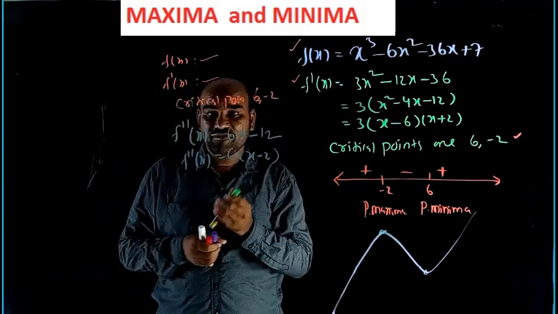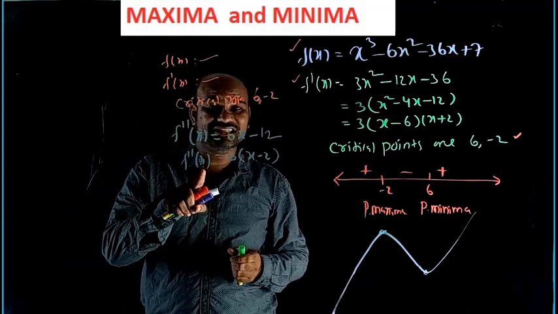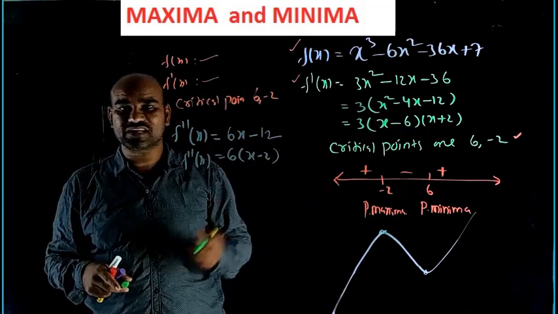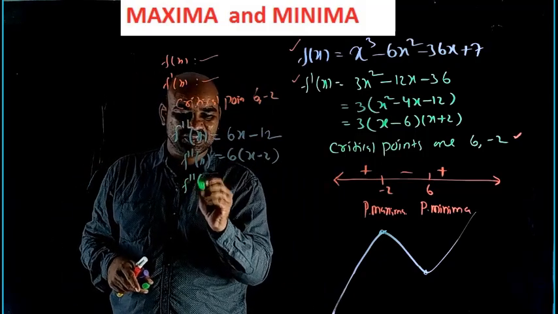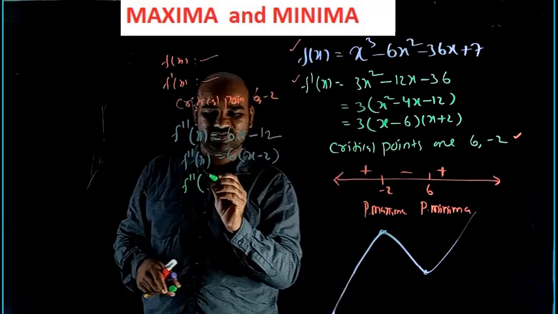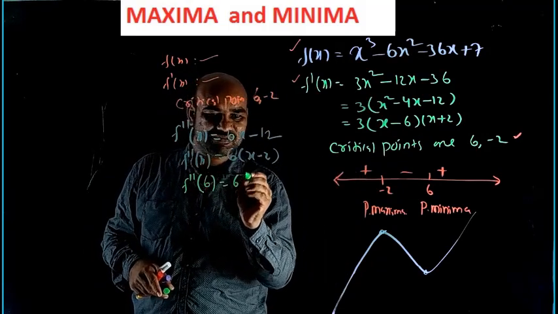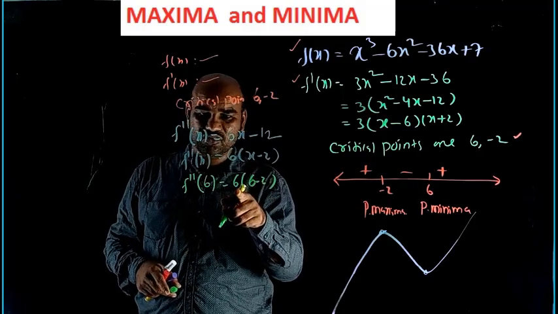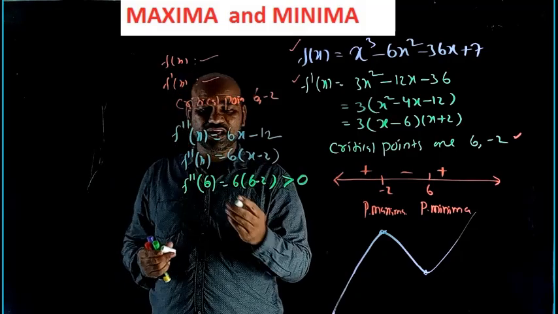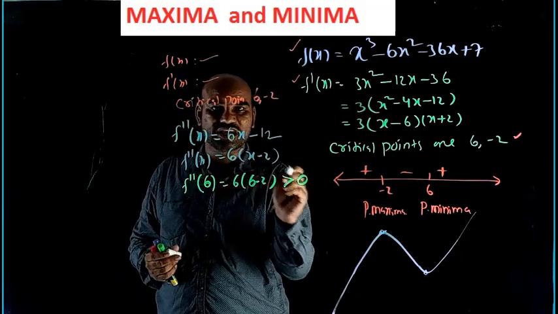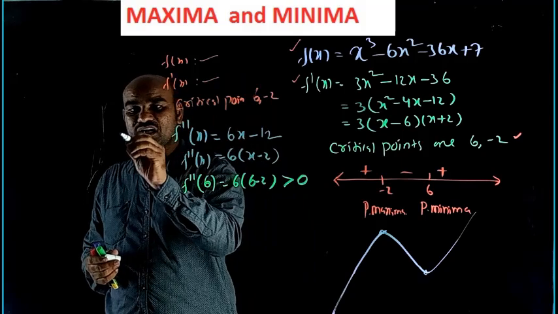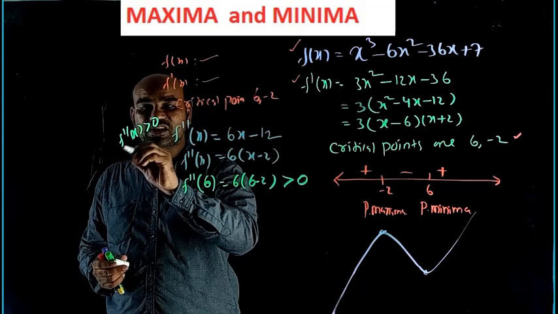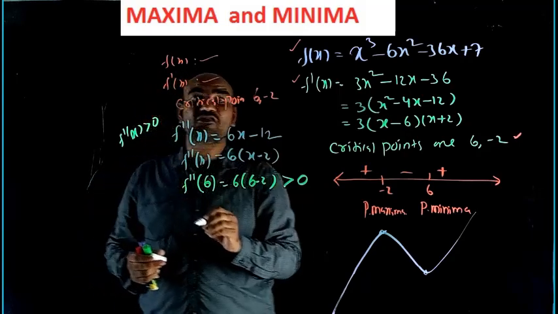Observe. Now find the value of f double dash of x at the critical points. f double dash of 6, for example. This is 6 times 6 minus 2. 6 minus 2 is 4, 6 fours are 24. Greater than 0. What do we get here? f double dash of 6 is greater than 0. Already you know that if f double dash of x is greater than 0 in some interval, then f of x is a concave function.